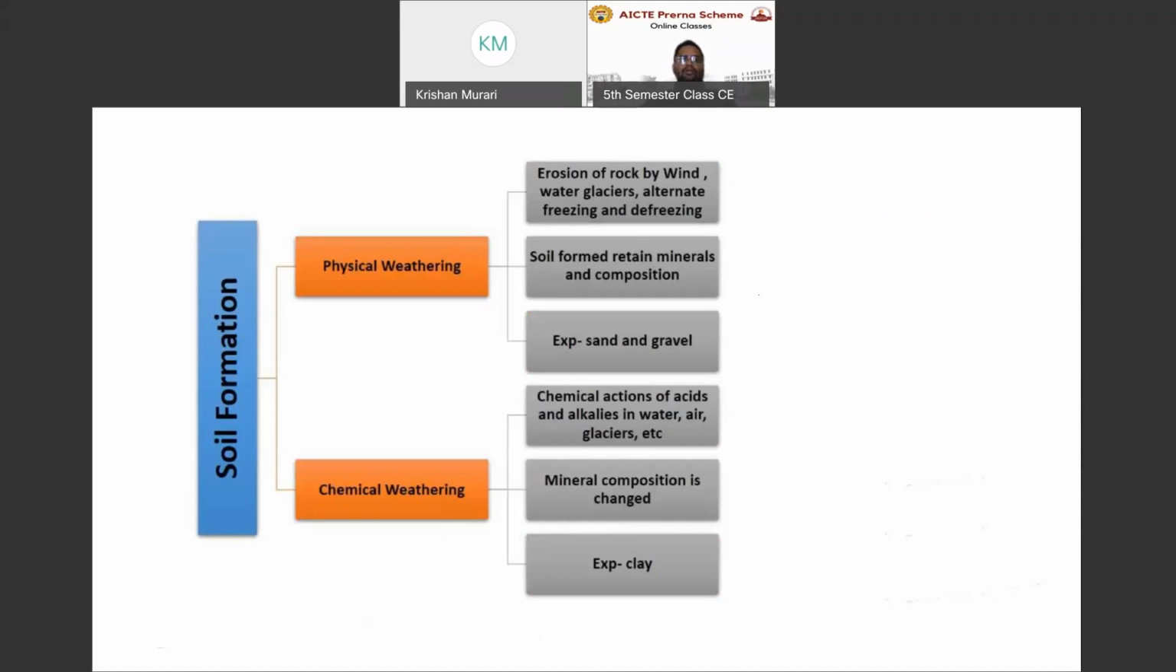In chemical weathering, soil is formed by chemical actions like acids and alkalis in water, air, glacier, and acid rain. The chemicals react with the rocks and disintegrate them. That is called chemical weathering. In chemical weathering, the soil has a different composition and mineral properties from the parent rock, because the chemicals react with the rocks and convert them into different types with different properties. For example, clay particles are chemically weathered rock. Clay formation is done by chemical weathering.